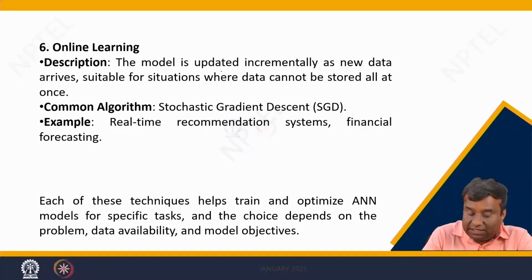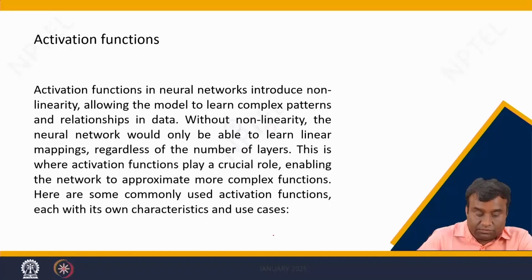Online learning: the model is updated incrementally as new data arrives, suitable for situations where data cannot be stored all at once. Common algorithm: stochastic gradient descent, SGD. Examples: real-time recommendation systems and financial forecasting. Each of these techniques helps train and optimize ANN models for specific tasks, and the choice depends on the problem, data availability, and model objectives.